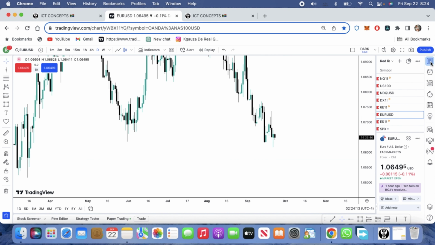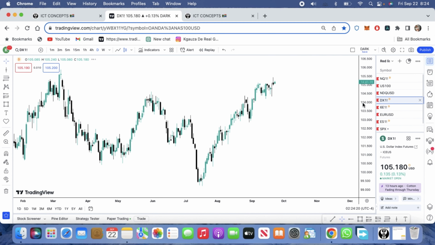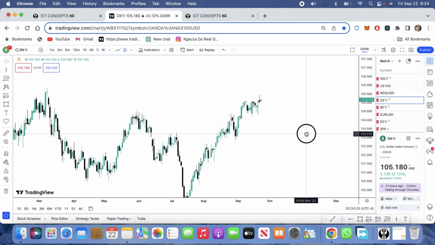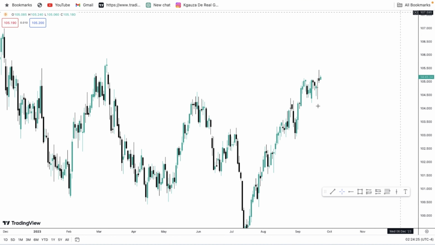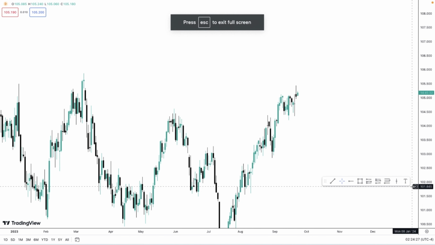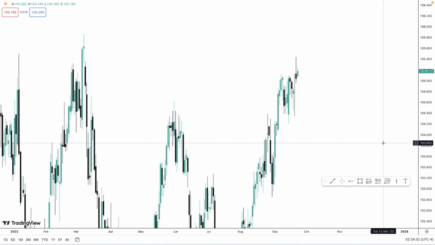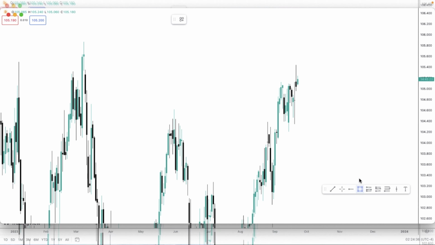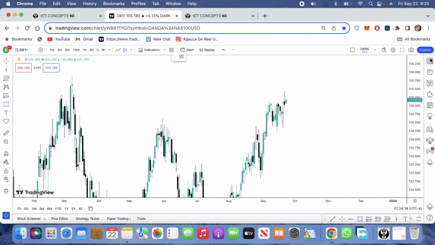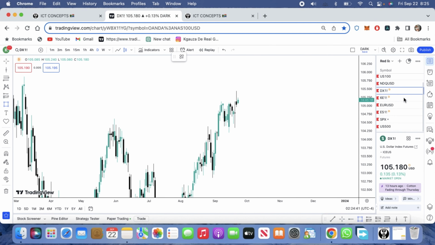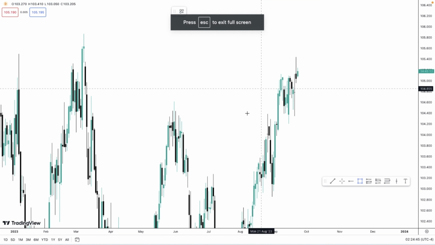Okay, so EURUSD. Before I begin, let me just quickly look at DXY on the daily so that we may have an idea of where EURUSD is gonna go. If DXY is going up, EURUSD is gonna go down. So they have an inverse relationship. So this is DXY futures contracts. Okay, so this is the dollar index futures contract.